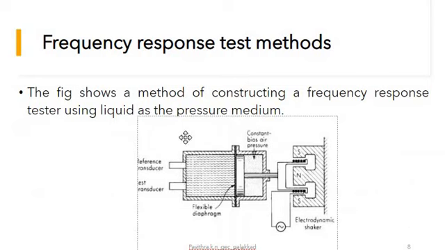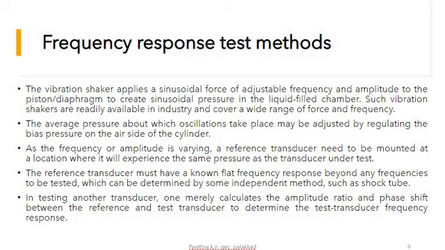It is located at the same section so that it also experiences the same pressure as the test transducer. So this reference transducer must have a flat frequency response beyond any frequencies to be tested, and this flat frequency response of the reference transducer can be determined by some independent method such as shock tube, which I have discussed just before. In testing another transducer, one merely calculates the amplitude ratio and phase shift between the reference and test transducer.